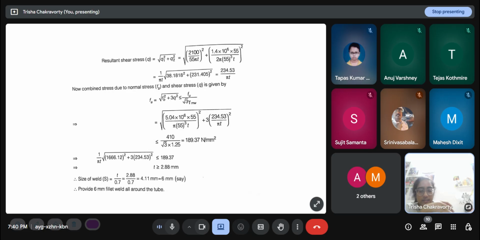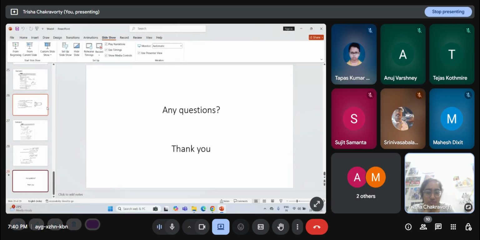Okay, so weld design is quite a short topic. You just need to know the strength expressions for butt weld and fillet weld, and you can design it. It is pretty straightforward. Are there any questions?